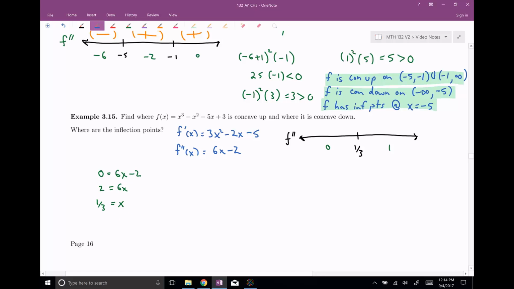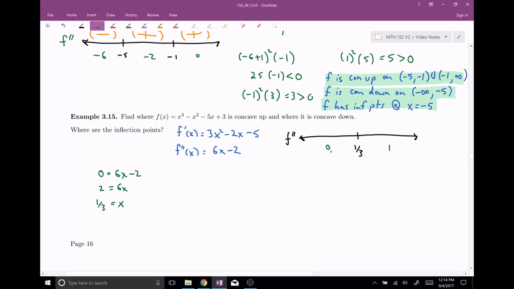I went ahead and plotted the point 1/3 on a number line. And remember, I'm interested in the second derivative. Where is the second derivative positive or negative? That's what tells us something about concavity. So now I'm plugging our test points into the second derivative. I chose the test points 0 and 1. You can choose really anything, so long as it's right. This test point should be less than 1/3. This test point should be greater than 1/3.